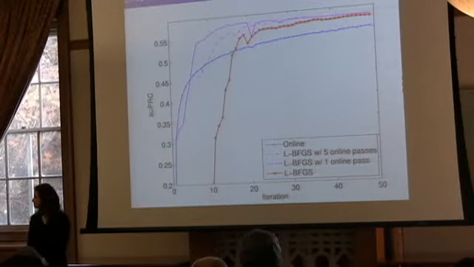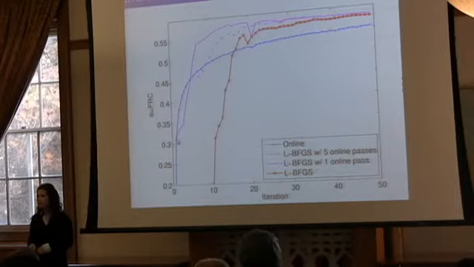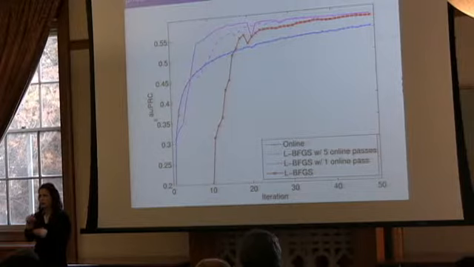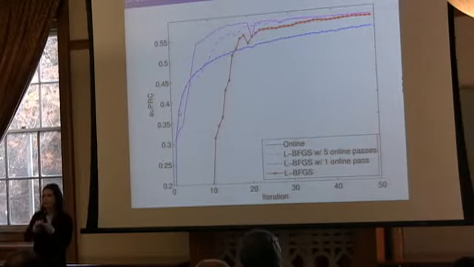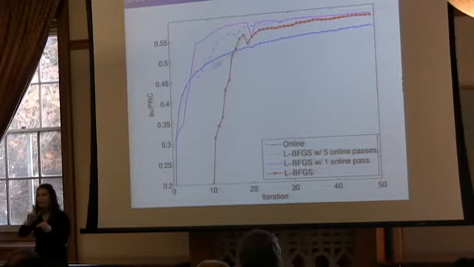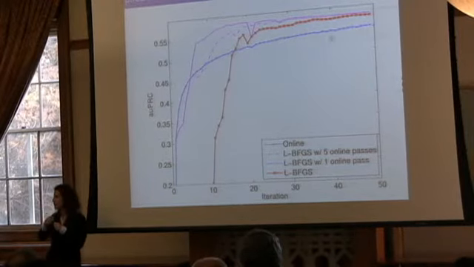If you do online learning, then you can average the parameters after each pass over the data. And if you look at the area under the precision recall curve where higher is better, you see that your performance gets better and better as you do multiple passes over the data. And it just keeps getting better.